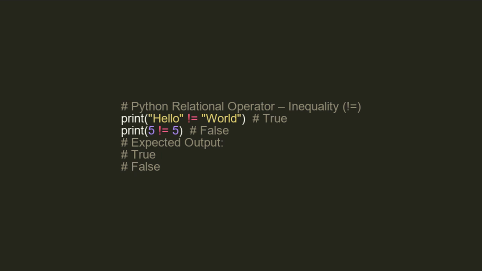Here we're using the inequality operator, spoken as not equal to. It's the exact opposite of the equal to operator. If the values on either side of the operator are not equal, it returns true. Otherwise, it returns false. For instance, hello is not equal to world, so we get a true. While on the other side, 5 is equal to 5, so we get a false.